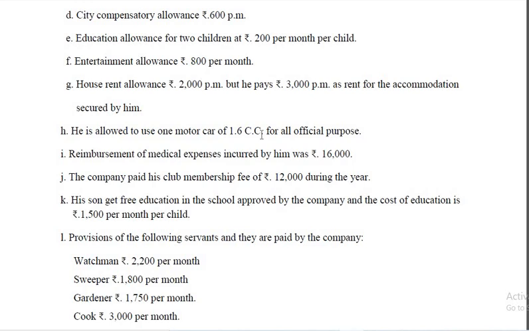House rent allowance 2,000 per month, but he pays 3,000 per month as rent for the accommodation secured by him. How does the calculation have to be done in order to calculate the exempt HRA? It is like this. First, actual HRA received, that is 2,000 into 12. Then second, rent paid in excess of 10% of salary. Rent paid is 3,000 per month into 12.